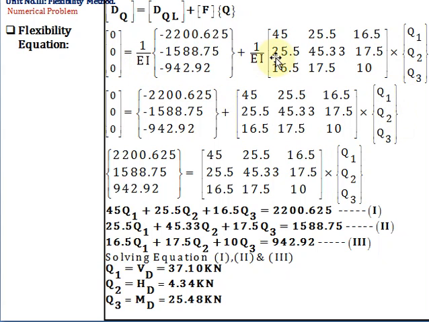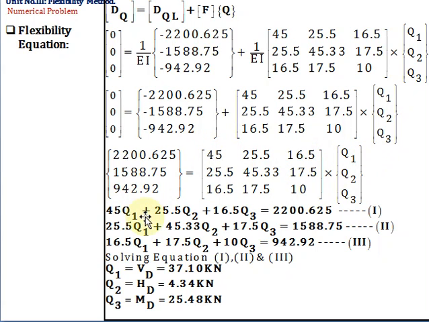Now here we will take EI common and multiply on the other side, so the EI will get cancelled. We will take the DQL matrix on the other side. Then you have to multiply these two matrices. So here you have to multiply row by column.